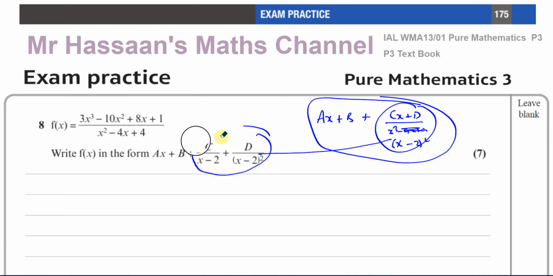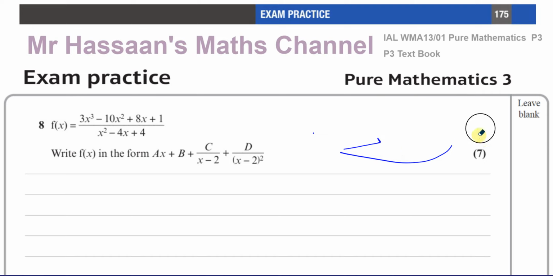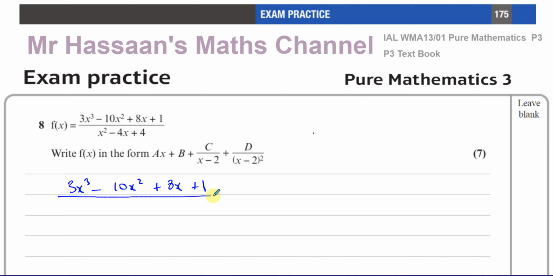So this question is designed as if it's a P3 question, for you to do by comparing coefficients, which many students don't like to do. But because of that reason, I'm going to go through it by comparing coefficients. First I'm going to rewrite this as 3x cubed minus 10x squared plus 8x plus 1, and I'm going to factorize the denominator. So it becomes x minus 2 squared, because that's a perfect square. When you factorize, you get x minus 2 times x minus 2. And I'm going to write this as it is.